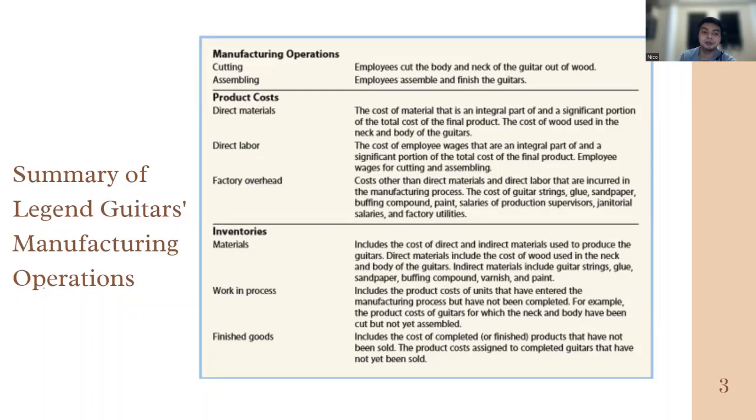So for the inventories, we have the materials. This includes the cost of the direct and indirect materials used to produce the guitar. Then the work in process, which means the work is still ongoing and not yet complete. For example, the product cost of guitars for which the neck has been cut but not yet assembled. And lastly, we have the finished goods, meaning our product is finished but not yet sold.